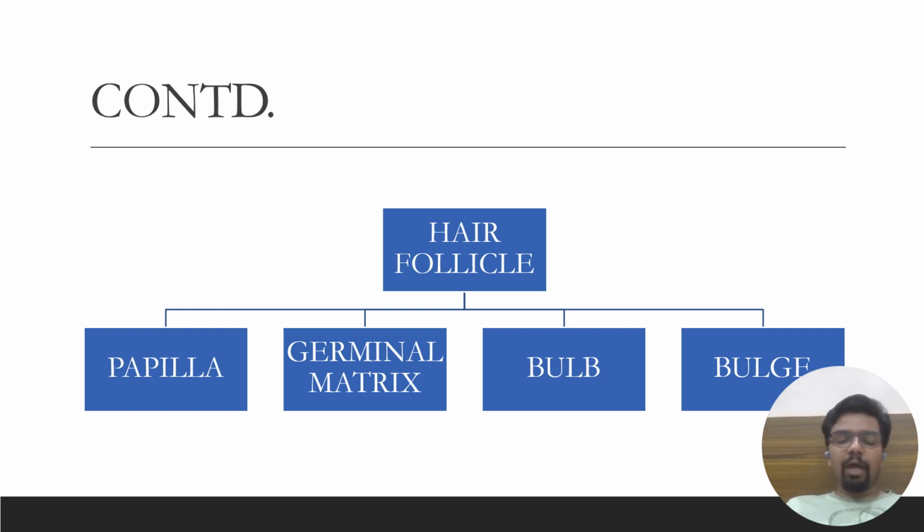So here I prepared a chart which describes the parts of the hair follicle. Basically it is divided into four parts. First is the papilla, then the germinal matrix, then the bulb and bulge. Now we will proceed to the next slide.